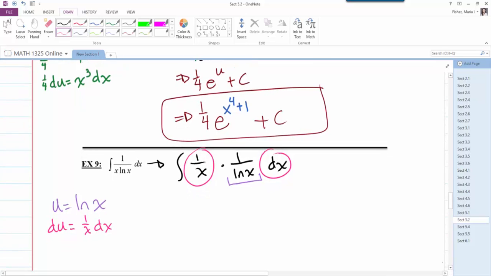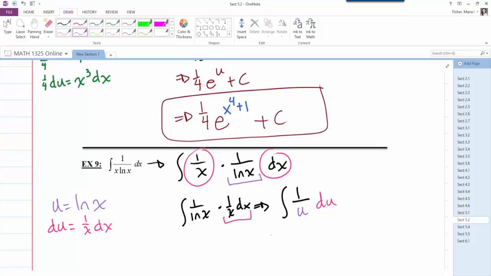Perfect. So then this becomes the integral of, if I rewrite it as 1 over the natural log of x times 1 over x dx, we're looking at the integral of 1 over u, and then my 1 over x dx is my du. Well, that's just one of those basic rules that I know from section 5.1. This integrates as the natural log of the absolute value of u plus c.